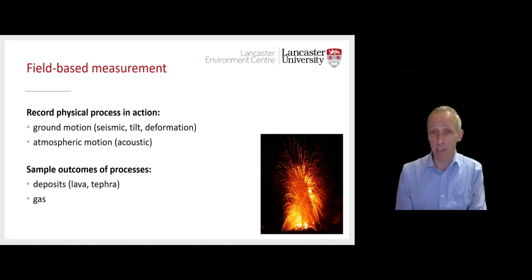So some field measurements record the effects of processes as they occur. So for example, by measuring small movements of the ground. Seismometers do this at relatively high frequencies as they record seismic waves. Tiltmeters and methods such as GNSS can be used to record much slower motion and changes. So for example, movements of order millimeters per year as a volcano gradually deforms under gravity and tectonic forces.